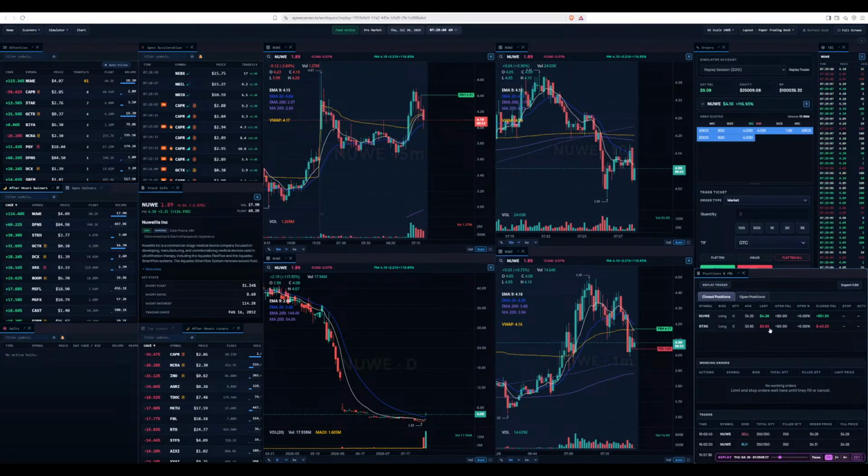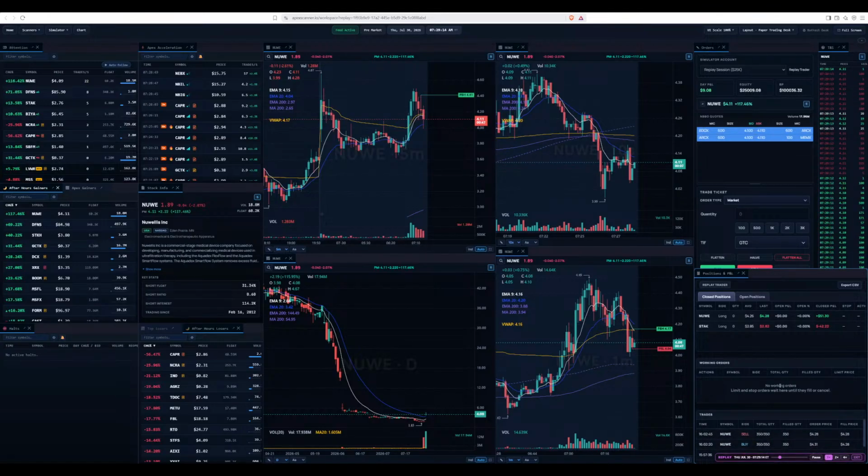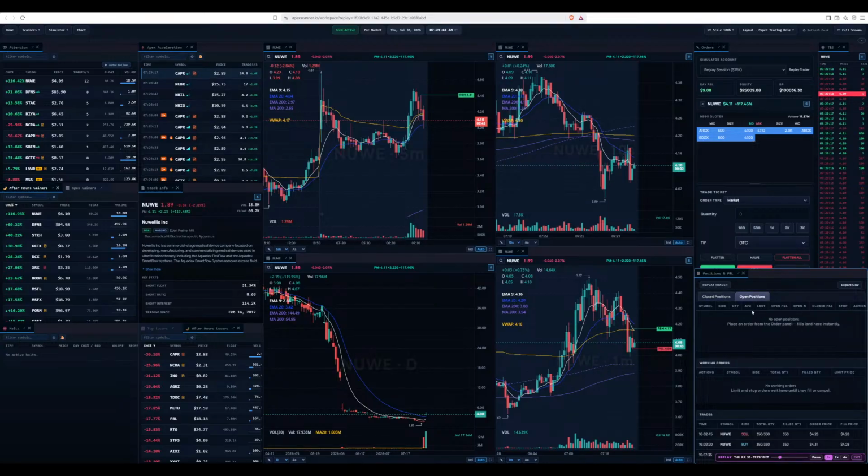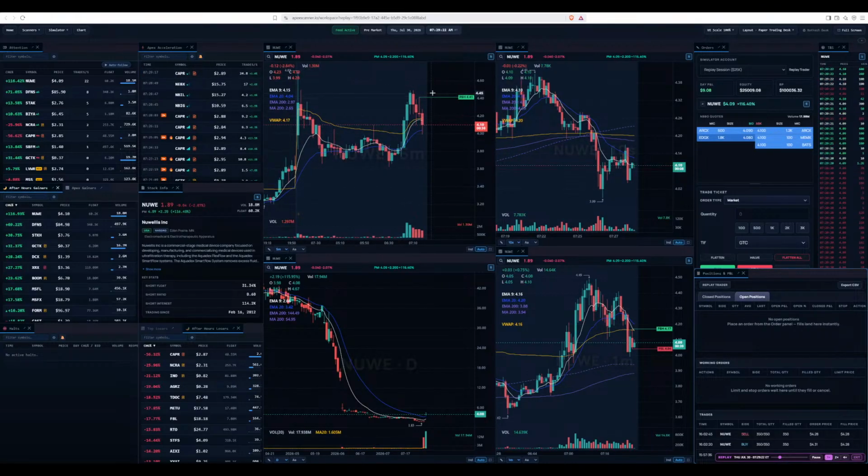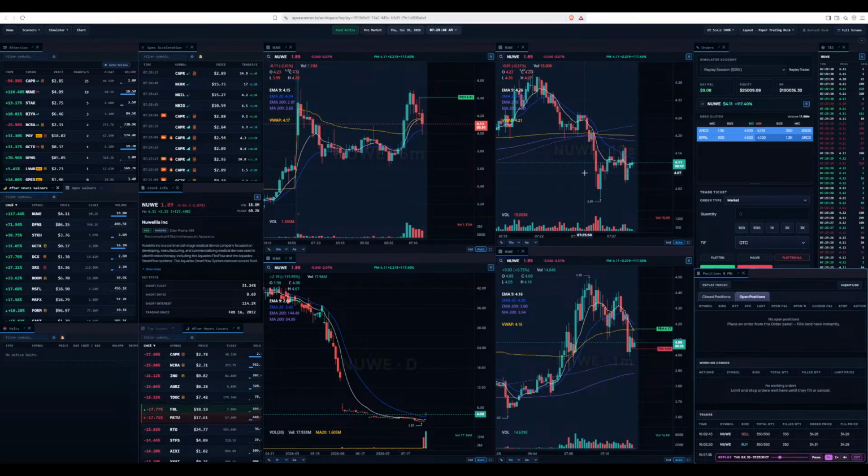You can see my closed positions over here, and you can see all the trades I've taken over here, and any working orders or orders which haven't been fulfilled will be shown here. And the open positions are here. Right now I have no open positions. So looks like we pretty much got out of NUWE because it did nothing, and it has done nothing for the next 30 minutes, right?